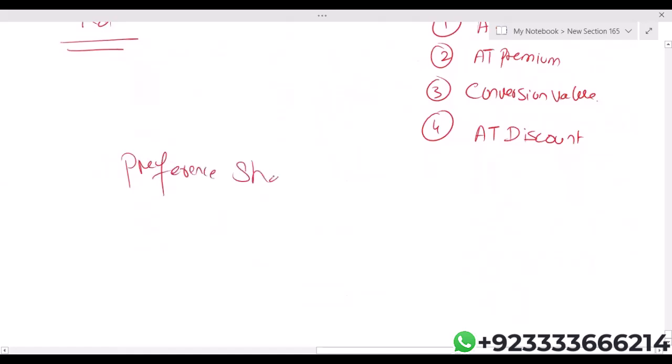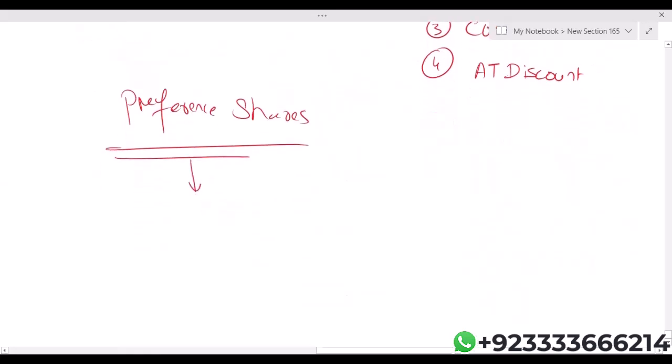Preference shares. If your company raises the finance in the form of preference shares, then obviously you have to bear the cost. Not seen in AFM, but quickly let's have a revision. Kp is equal to D naught upon P naught. Kp is the cost of preference shares. Another interpretation is minimum return required by preference shareholders.